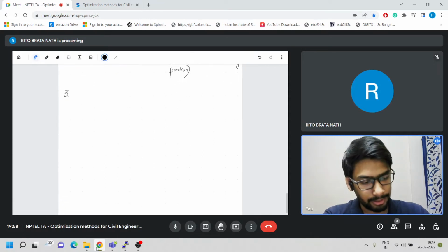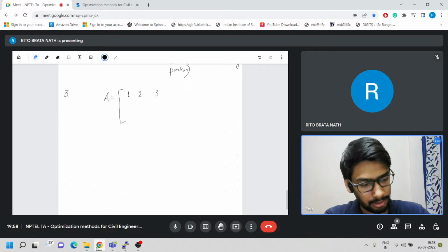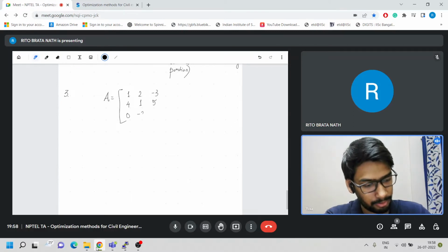So let us take a matrix A, which I can write as 1, 2, minus 3; 4, 1, 5; and 0, minus 2, and minus 3, something like this.